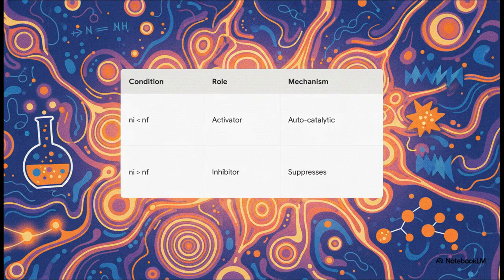Let's walk through this table because this is the real practical takeaway you can use in the lab. We measure the initial reaction order, let's call it Ni, right at the start. Then we measure the final order, Nf, as the reaction progresses. If Ni is less than Nf, it means the products being formed are actually speeding up the consumption of reactants. It's autocatalytic. Boom, you found your activator. Conversely, if Ni is greater than Nf, the product is suppressing the reaction, which identifies it as your inhibitor. It's a beautifully simple, mathematically rigorous way to map out complex reaction dynamics.